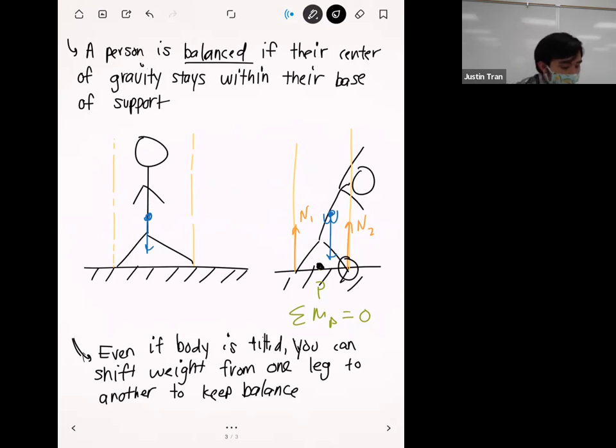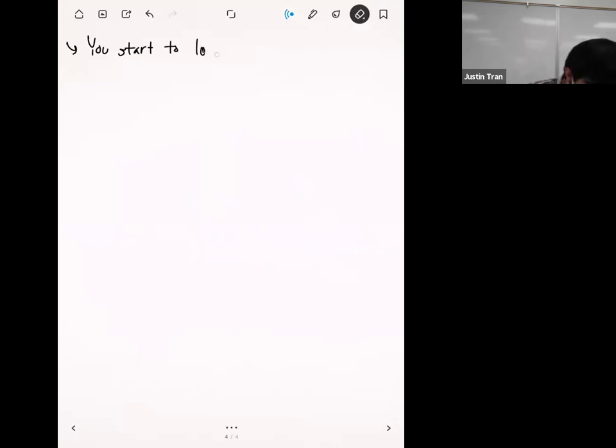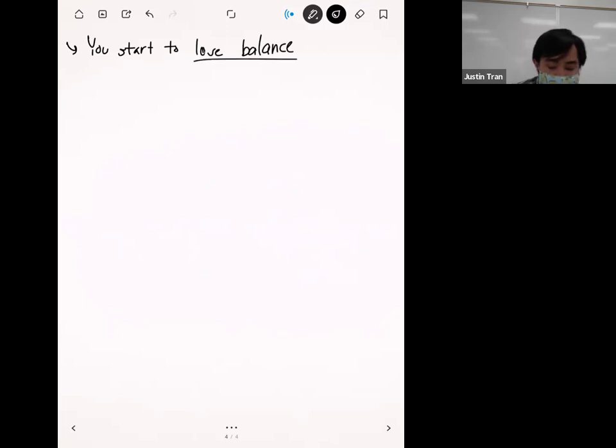All right. Any questions on this? Okay. All right. So what happens when you start to lose balance? You will start to lose balance when your center of gravity falls outside your base of support.